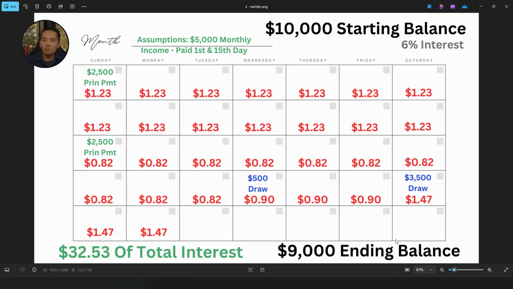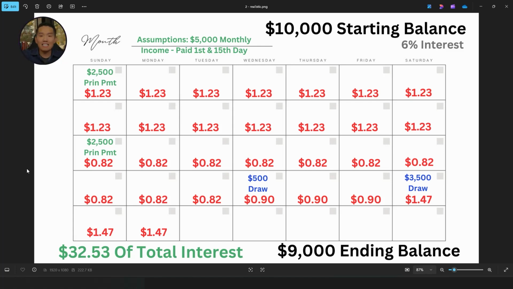Instead of just making that $1,000 principal payment to reduce the balance, what we're doing is we're going to use our entire paycheck to be able to reduce the balance of the HELOC. But when we need to take the money out for expenses and just everyday life, we're able to do so with the HELOC. Now, I'm gonna give you a little bit of a different scenario, and this is where the advantage of the HELOC can be.